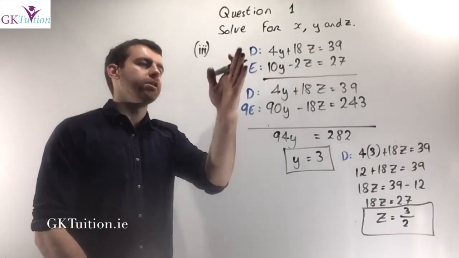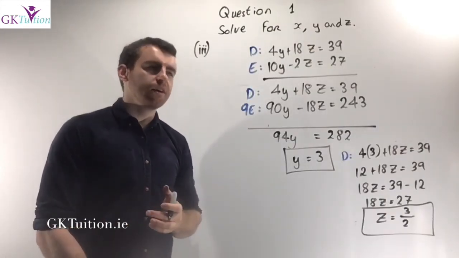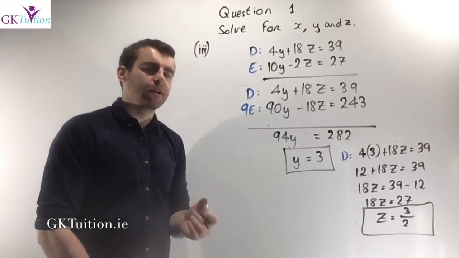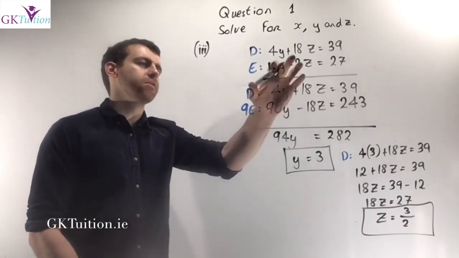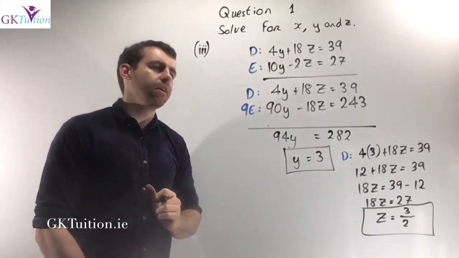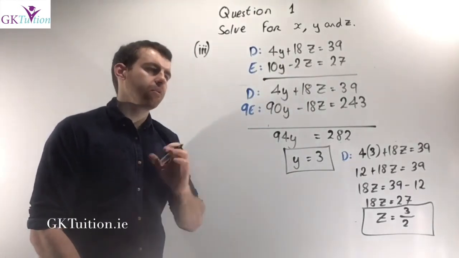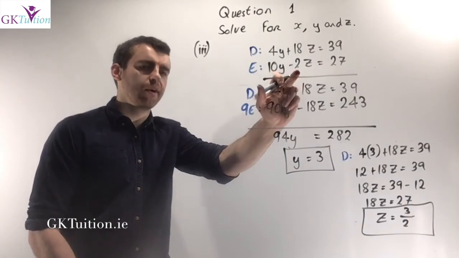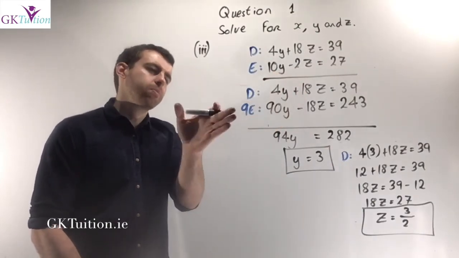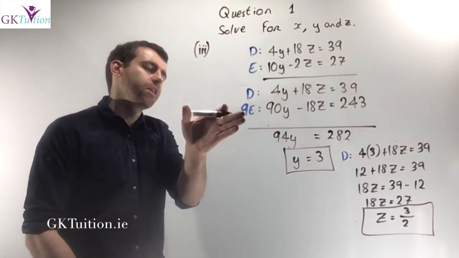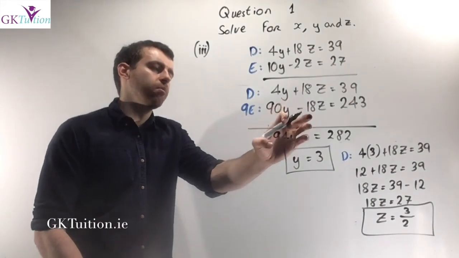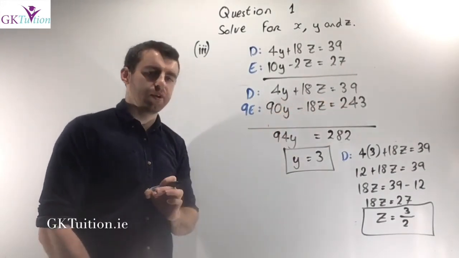So when I have equation D and equation E, I realise that probably the easiest letter to eliminate here are the z's. Since there's an 18z in D, I want to have minus 18z in equation E. So in order to do that, I need to multiply the minus 2 by 9. So I multiplied the entire equation E by 9, and I got 90y minus 18z equals 243.